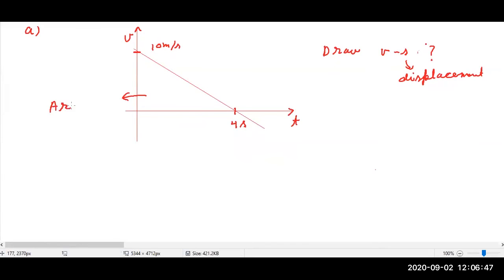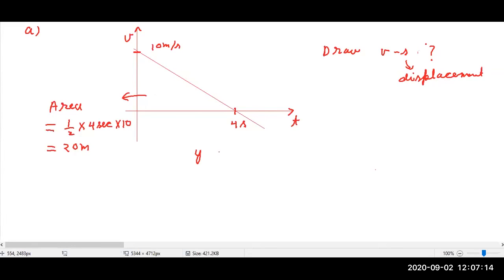So area is half into base. The base is 4 seconds and the height is 10, so that is 20 meter. So total displacement is 20 meter for this graph. And initially velocity is high and finally the velocity is becoming less and less. So we have to relate V and S. So I think we need to write the equation. So let us write the equation.